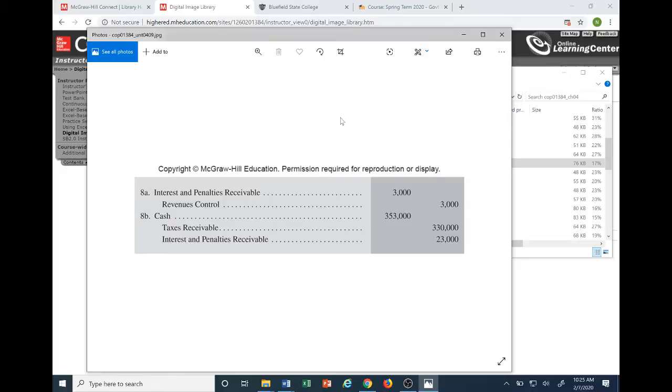Then 8B records the collection of the delinquent taxes and the total interest and penalties owed. So obviously we're getting cash in the amount of $353,000. Of that, $330,000 was taxes receivable, and the other was interest and penalties receivable. Because if you recall, $20,000 accrued in interest and penalties from the previous year in 2019, plus the $3,000 we just accrued here. So that's why the interest and penalties receivable was $23,000, and the other one was the taxes receivable. Makes sense? Not bad, right?